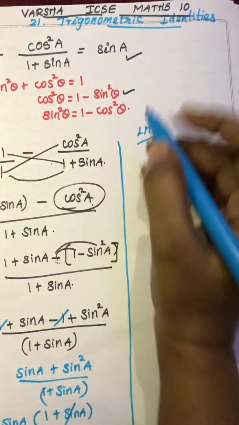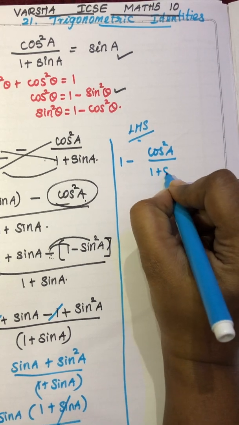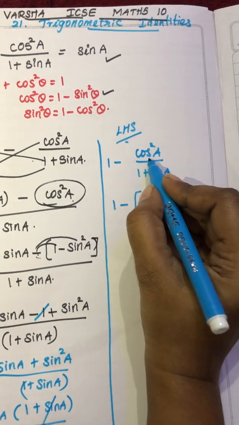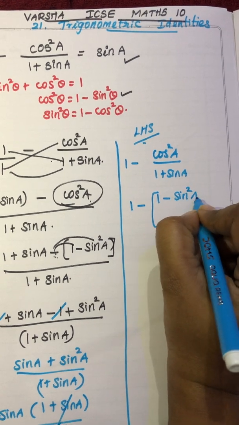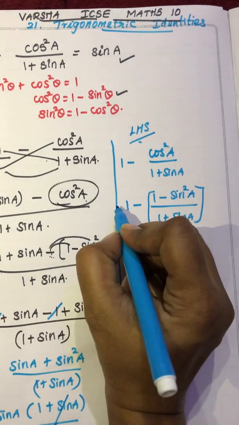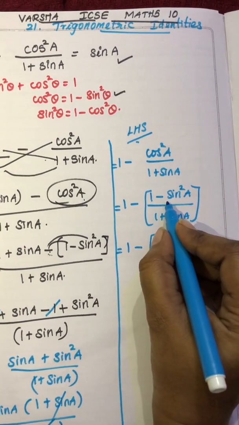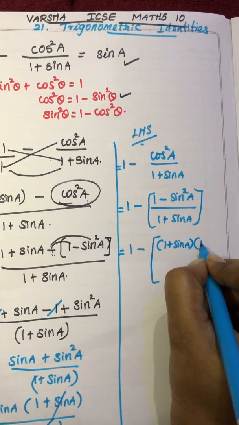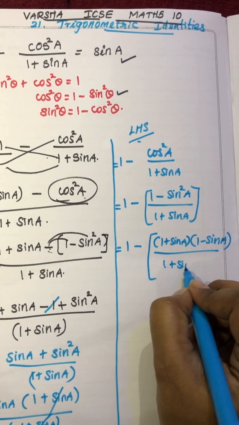This is 1 minus cos square A by 1 plus sin A. For this cos square, we can write 1 minus sin square A. We should not disturb this 1 plus sin A. This is of the form a square minus b square, so we can write (1 plus sin A)(1 minus sin A) by (1 plus sin A).